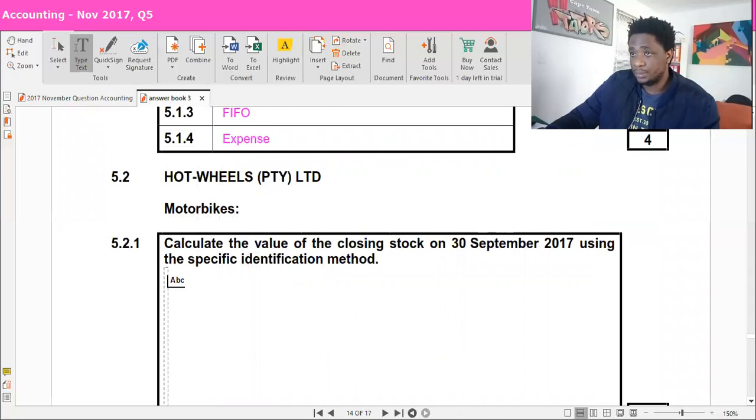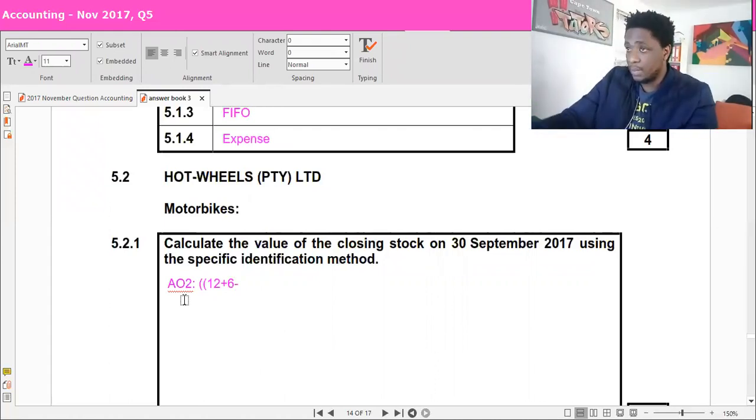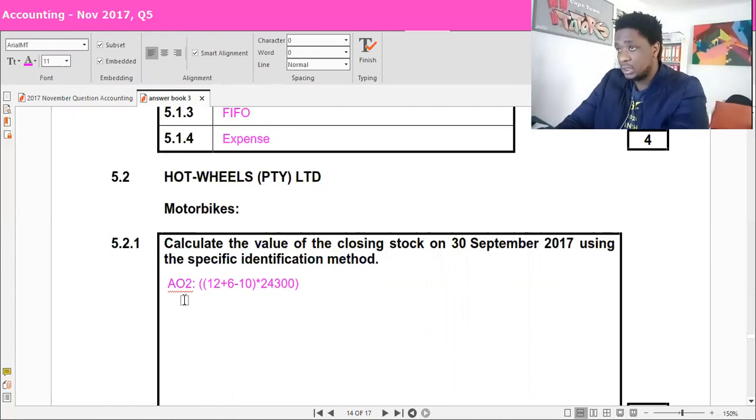So what I'll do is I'll say AO2, we're going to say 12 plus 6 minus 10, and then you will multiply that by 24,300. Close the bracket, and that should give you 243,000. And then we're going to move to the AO3.